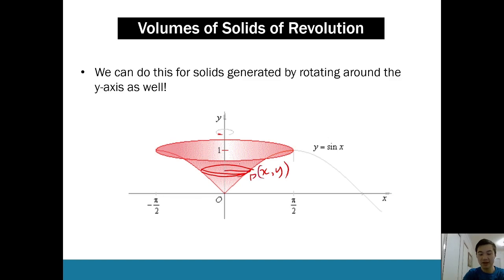And instead of having the radius be the y value, this time the radius is actually going to be whatever the x value is. So this time, when we find the area of that circle, it will be pi x squared instead. And if this is a and this is b, we'll be integrating from a to b. And this is a small change in y, like delta y, so therefore it will be dy.